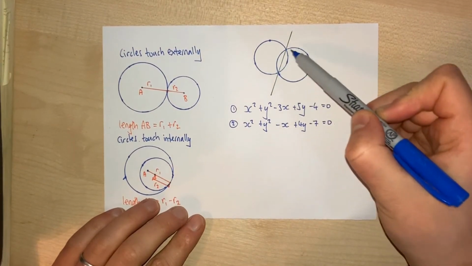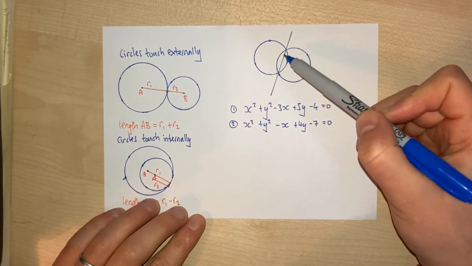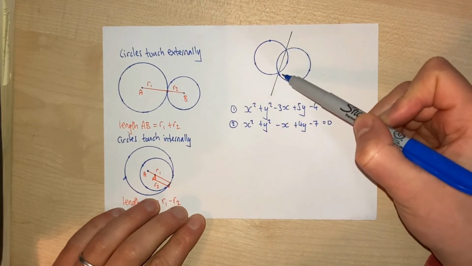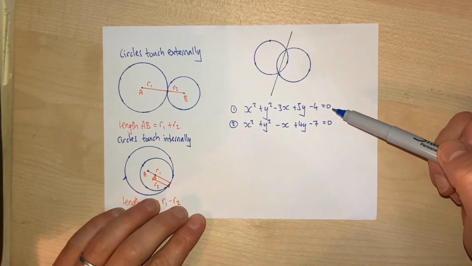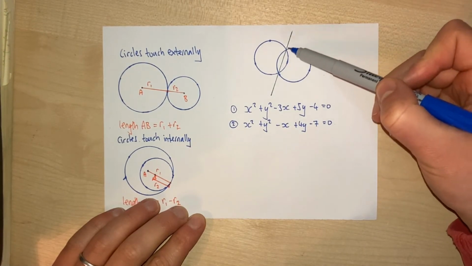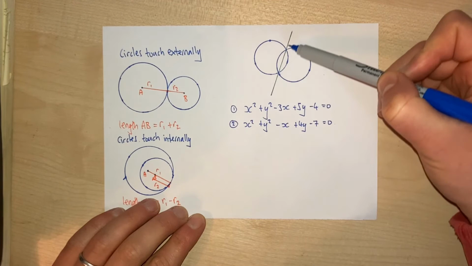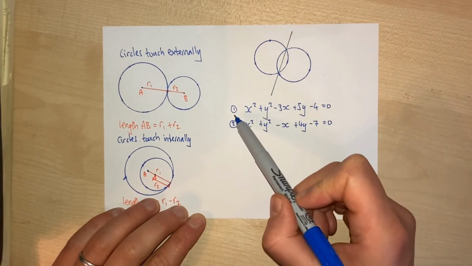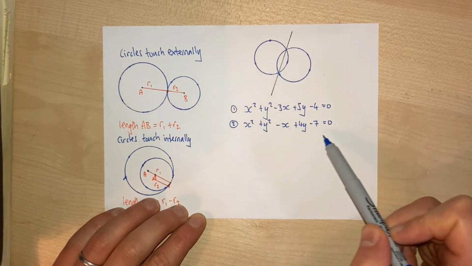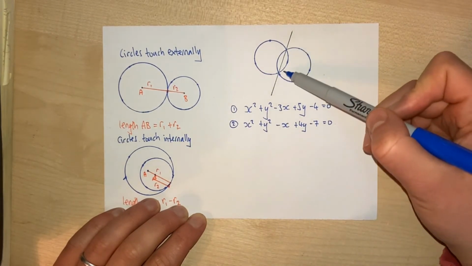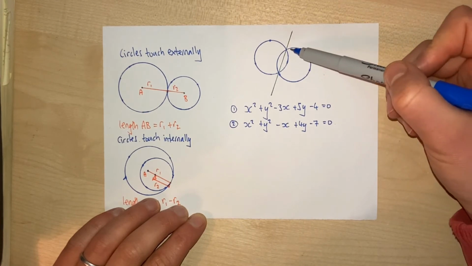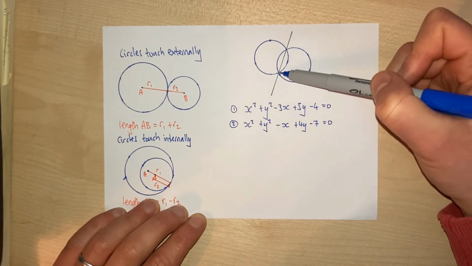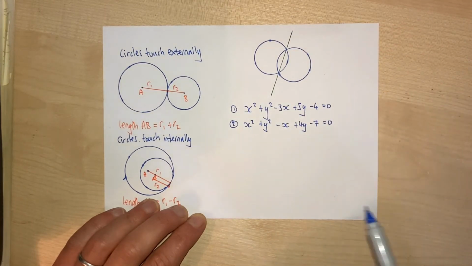Here I've got two circles that intersect. Remember, when they touch, they meet at one point. So when they intersect, they must cross at two distinct points. I want to find out the equation of this common chord that goes through the circles here. Here's the equation of the first circle. Here's the equation of the second circle. So the points where they intersect is where they share the same values of x and y at the particular point here and here. So let's solve these simultaneously.